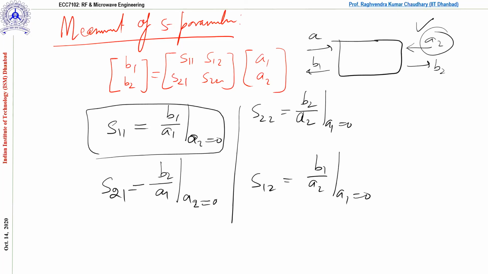apart from this, at port 2 we are supposed to match this terminal. Why? Because there must be no reflection from the port 2 side. If you are leaving it open, or short circuit, or the other thing, there must be some reflection. I'll tell you how we can find the total reflection. But for measuring the accurate S11, S21 and all the things, we need to take care of this part.